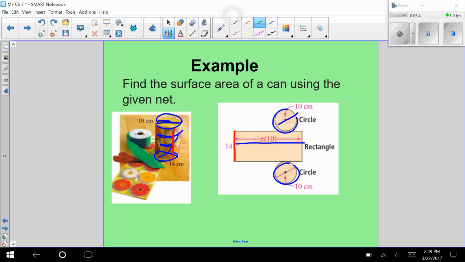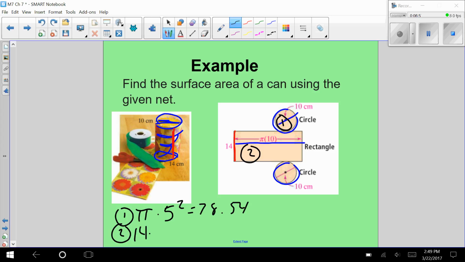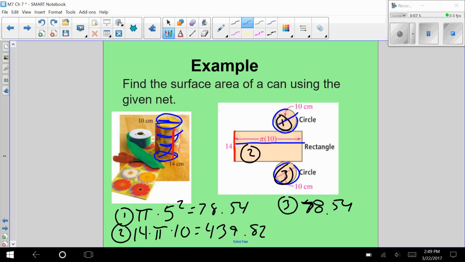So now we've got 3 pieces. To find the area of circle number 1, I do pi times my radius, remember, radius is 5, squared, which gives me about 78.54. Shape 2 is a rectangle, so I do base times height, which is 14 times pi times 10, which will give me 439.82. And then shape 3 is a circle again, and guess what? It's the same as the first one, so we get 78.54. We add the 3 shapes together, and we get a surface area of 596.9 square centimeters.